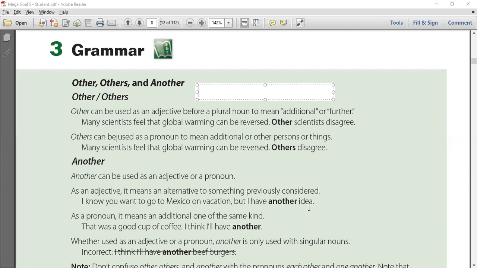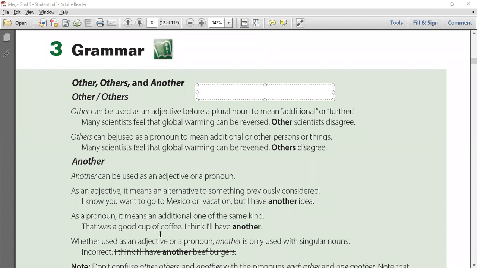What do you think, Thalith? Plural or singular after another? If it was an adjective? Plural. Pay attention. It's singular without the s. Another idea. I cannot say another ideas. No, only idea, which is singular. This is an adjective because I added it to a word. Okay, if it was a pronoun by itself, like others, it means an additional or one of the same kind.